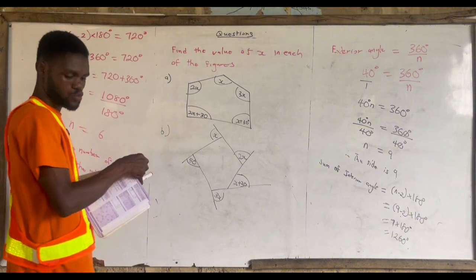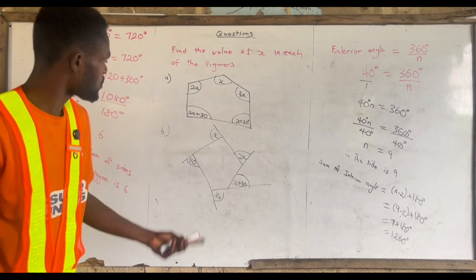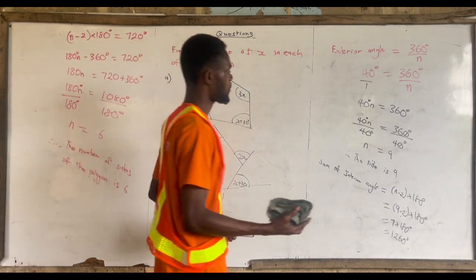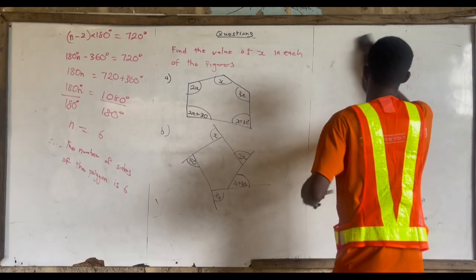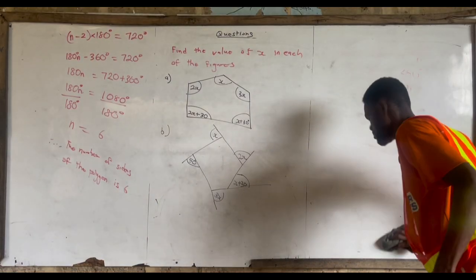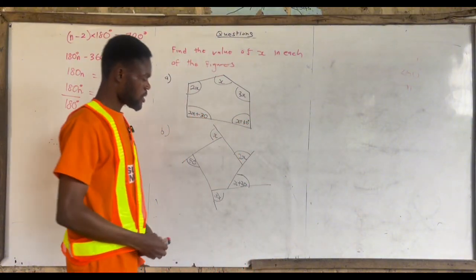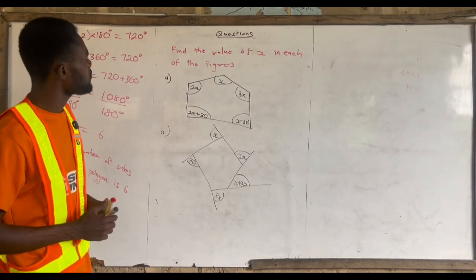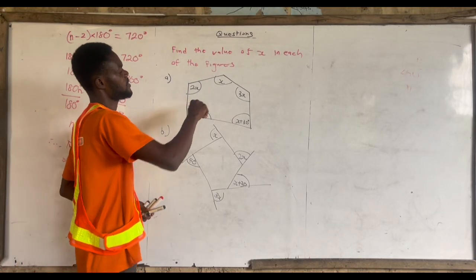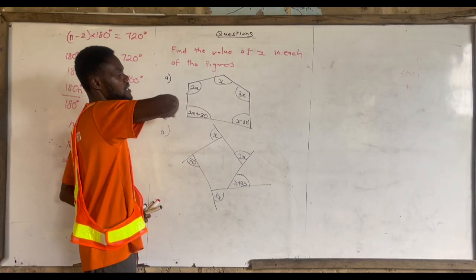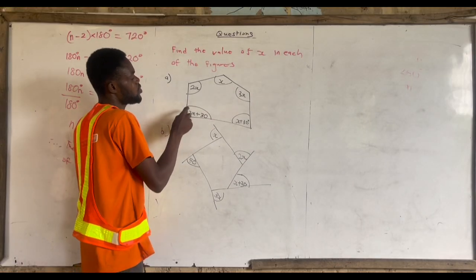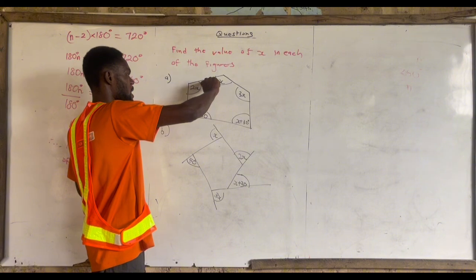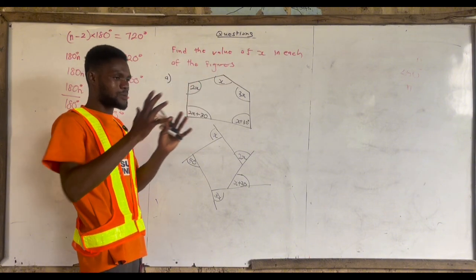Okay, so we have these two questions and we are going to tackle them, and we are going to apply the same concept, the formulas. Find the value of x in each of the following figures. So we have this diagram, and the angles are inside. You have to calculate the sum of interior angles first, because when you add up all these things, it should be equal to some specific value.